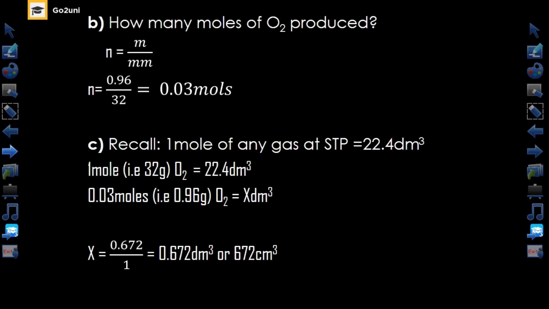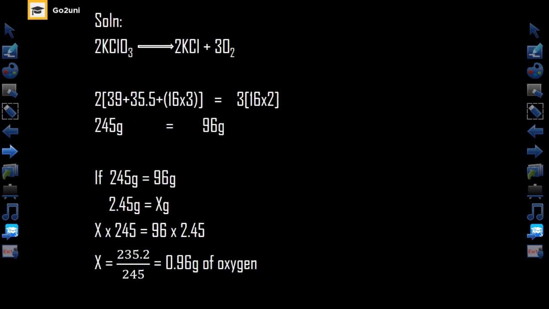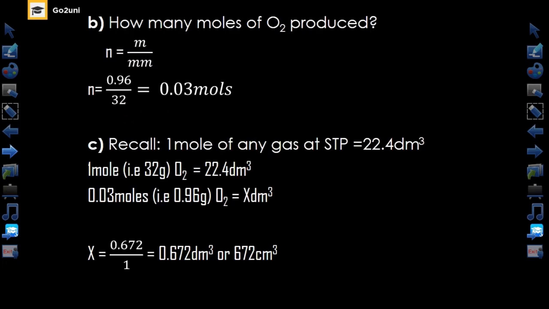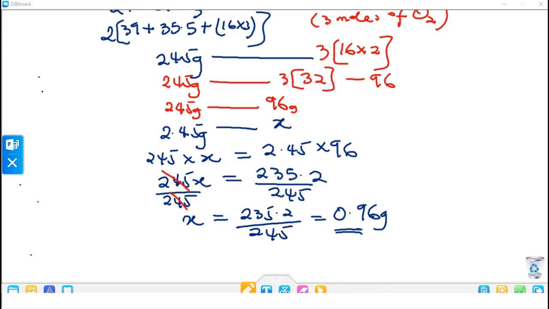Now, the last part of the question is saying, since we've calculated 0.96 gram of oxygen, what volume will it occupy? That is the simple question. So what we need to do is, if we recall that 1 mole of a gas is occupying 22.4 dm cube, and 1 mole of oxygen, that is to say, if we simply write O2, when we write O2 it is simply 1 mole of oxygen gas.